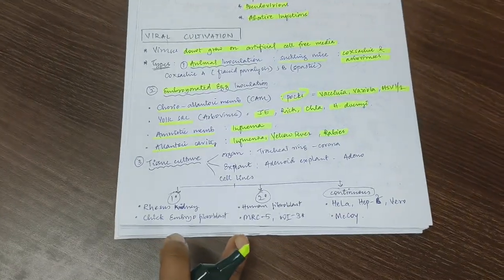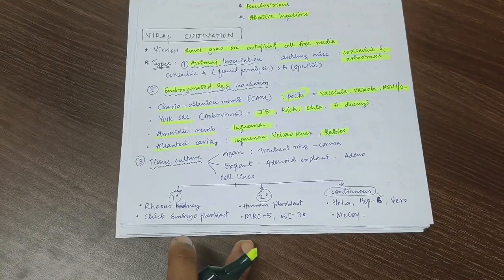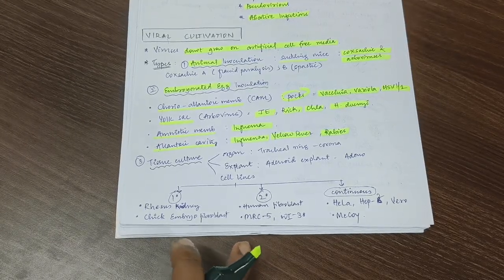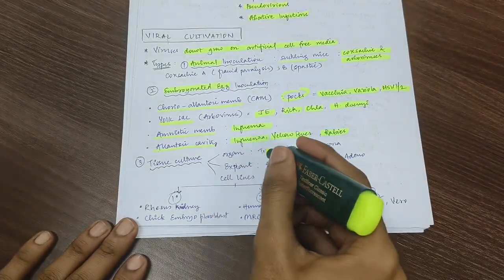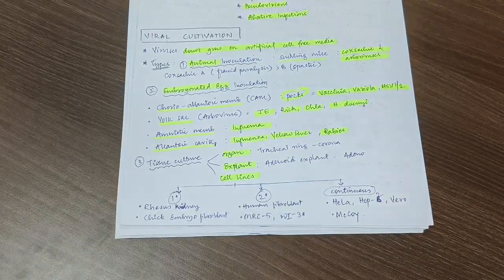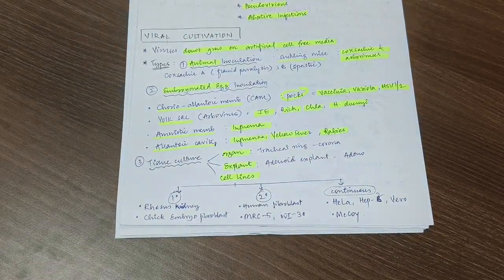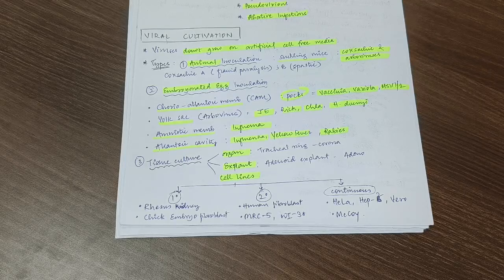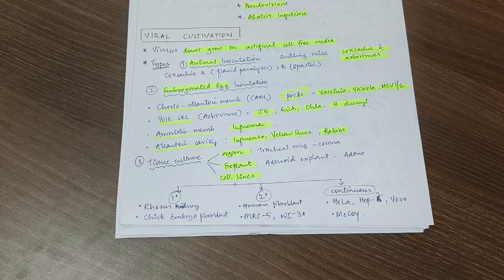Then coming to tissue culture. Basically, you use an organ, an explant, and cell lines. These are the three varieties of tissue culture. For organ culture, tracheal rings of the trachea are used for culturing coronaviruses, whereas for the adenoid explant, you take out the adenoid and use it for adenovirus cultivation.